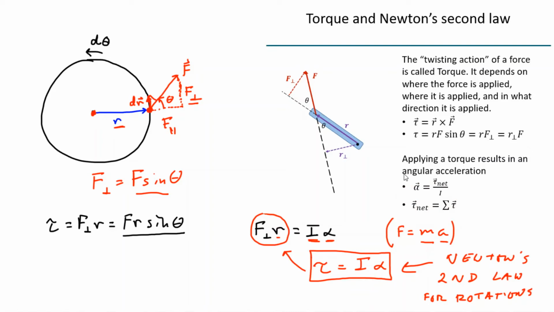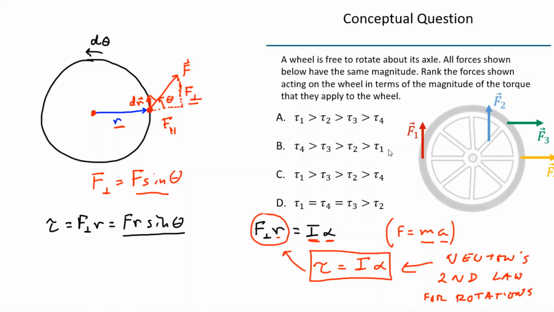Now, I want to walk you through some conceptual questions to get you really to think about how torque works. A wheel is free to rotate about its axle. That's a line going through the center of the wheel right here. All forces shown below have the same magnitude. Rank the forces shown acting on the wheel in terms of the magnitude of the torque that they apply to the wheel. So F1, F2, F3, F4, they all have the same magnitude. The forces are the same size, but they act at different places. So I want you to rank these forces in terms of the torque that they apply to the wheel.